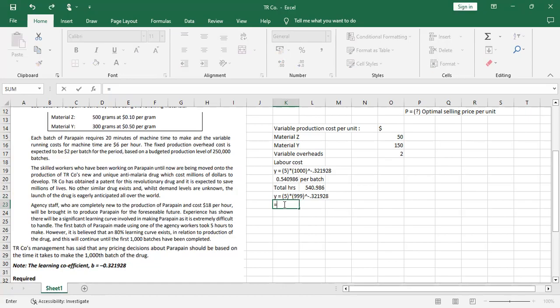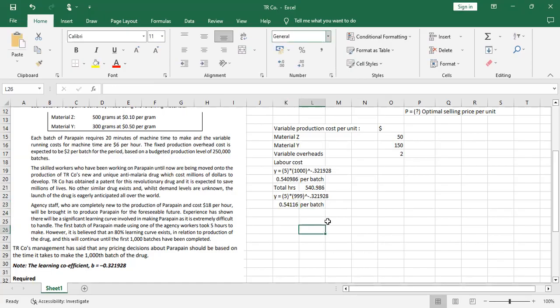So once again we are solving 999 raised to power minus 0.321928, and then you can multiply with 5. Although you can solve it at once, we have 0.54116 time per batch. Now remember one thing, I am solving each and everything in parts because I am trying to make sure that you will not make any mistakes in the actual exams.